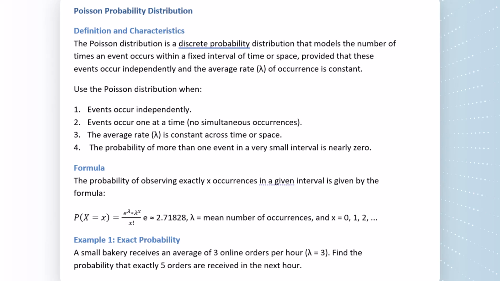So the Poisson distribution is a discrete probability distribution that models the number of times an event occurs within a fixed interval of time, provided that those events occur independently and the average rate of occurrence is constant and will be given to you. So we use a Poisson distribution when events occur independently, events occur one at a time, and the average rate of the likelihood that this event will happen is constant across time or space.